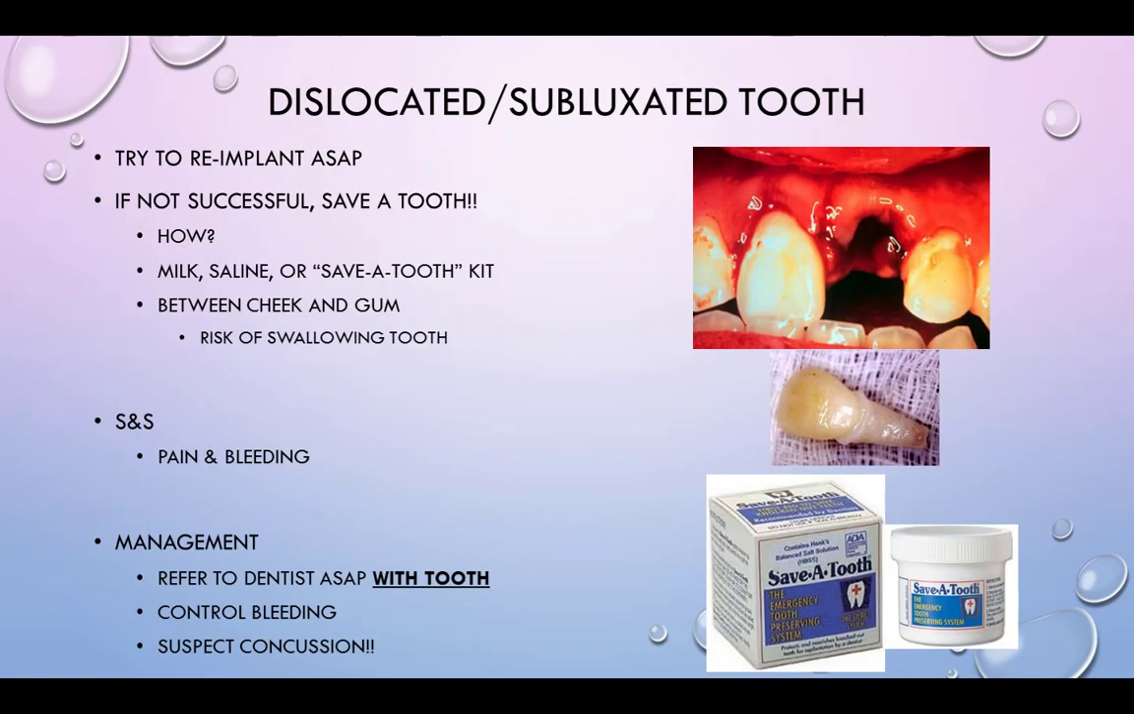If a tooth is knocked out, try to reimplant it as soon as possible. If you are not successful, save the tooth. How do we save the tooth? Well, we can place the tooth in milk, saline, or even a Save a Tooth kit. We can also place it between the cheek and gum of the person to keep it in the same environment of the mouth. However, there is a risk of swallowing the tooth, and let's be honest, if a tooth is swallowed, there isn't any purpose in trying to retrieve it, to try to reimplant it in the mouth. No one will want it in their mouth after all the places it's traveled anyway.